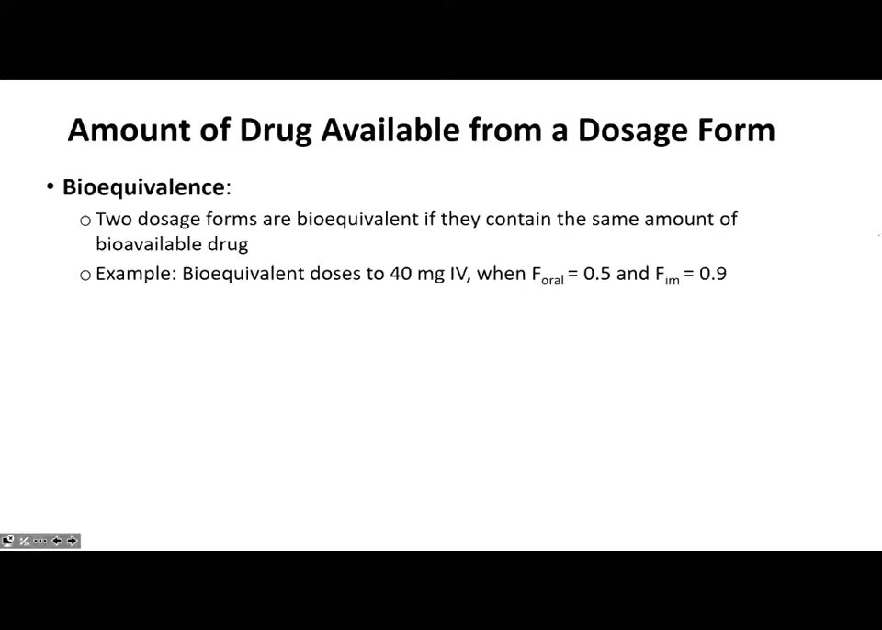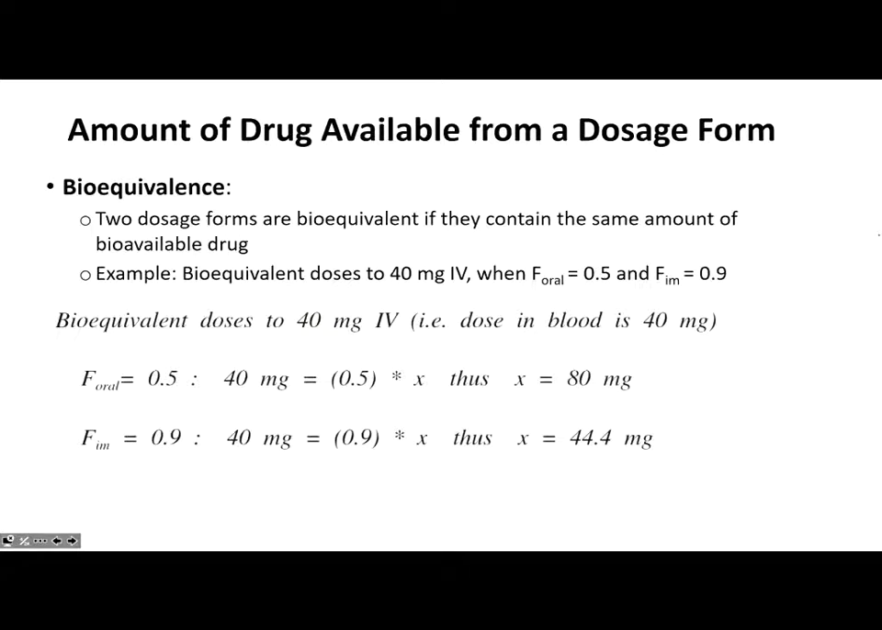40 milligrams IV would be what amount oral? What would you need to know? The bioavailability difference. How bioavailable is that same drug when I give it orally? And I'm telling you the oral form of it is 0.5. That's its bioavailability. So give me the dose I should use for the oral form. Okay? That kind of reverses that question, and we'll do the same thing for the IM here.